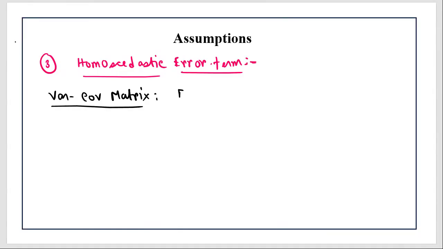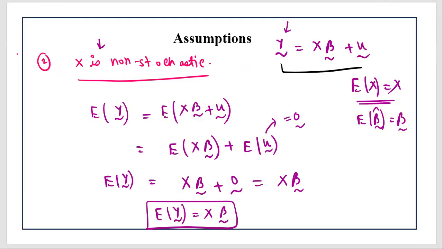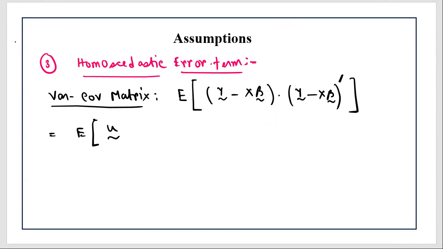What does it look like? It looks like this: expectation of y curl minus X beta, y curl minus X beta, and a transpose of it. This prime means the transpose. What does this mean? It basically means the expectation of y curl minus X beta curl. If you take this on the left hand side, it will be only u curl. So it is simply u curl into u curl transpose. The variance-covariance matrix is given by this, which is the expectation of u curl u curl transpose.